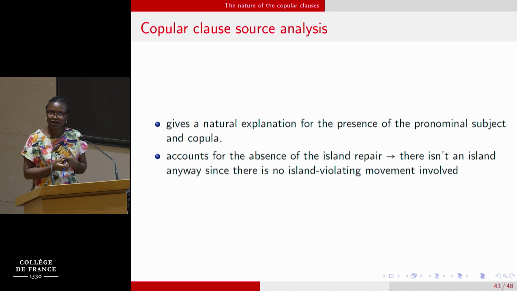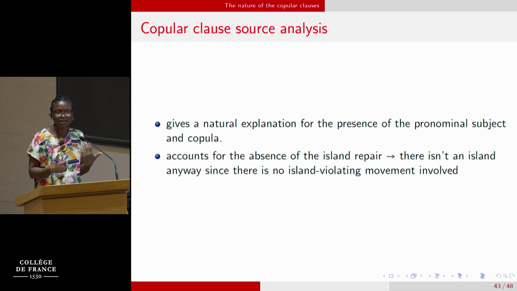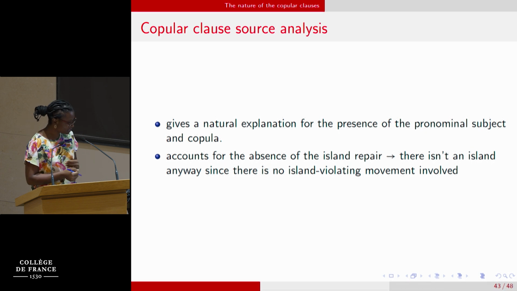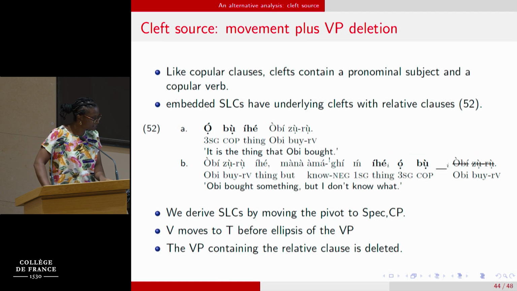So the advantage of the copular clause analysis is that it gives a natural explanation, for instance, for the presence of the pronoun and the copula that we get in the cases of embedded questions, the embedded sluicing-like construction. It also accounts naturally for the absence of the island effect that we see, in the sense that we are moving out of copular clauses. So these are not full-fledged clauses, and definitely there's no island-violating construction in the sentence.